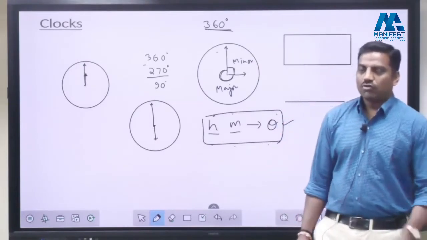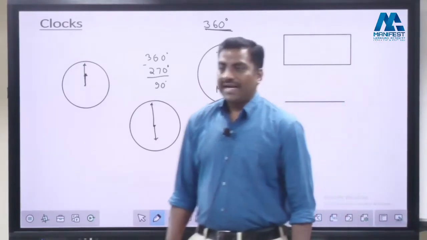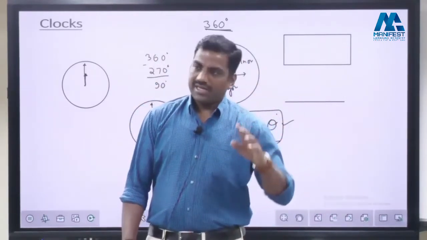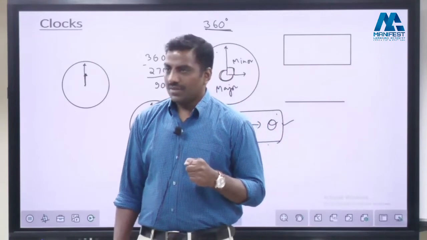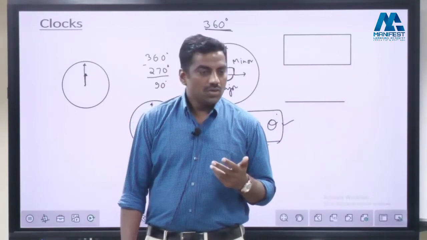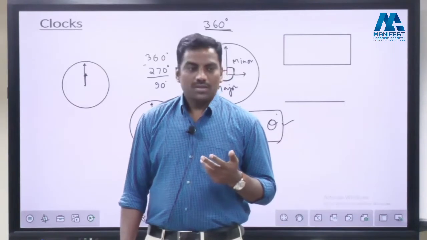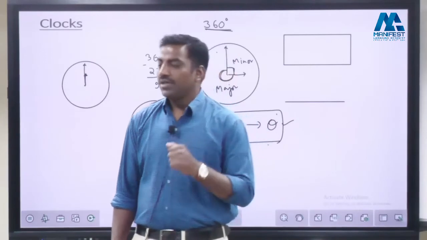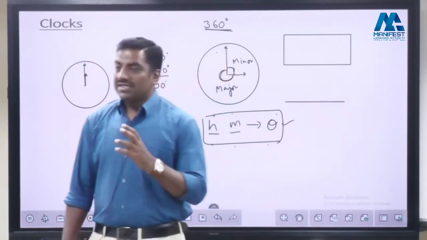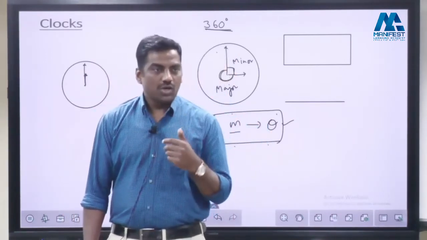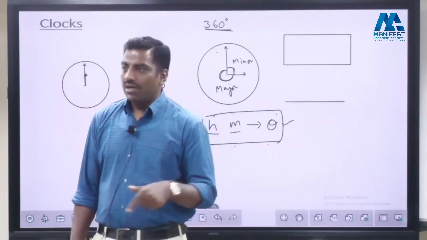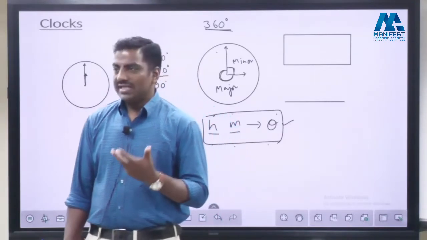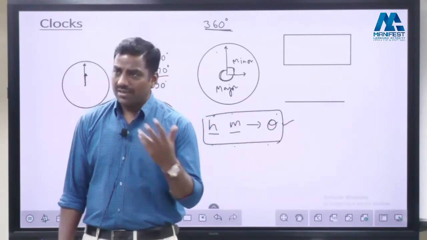Okay, fine. Now tell me, the minute hand takes 30 minutes to complete one round. Yes or no? No. The minute hand will take 60 minutes to complete one round. So 60 minutes are required to complete one round, or 1 hour is required for the minute hand to cover the entire 360 degrees, the complete angle.